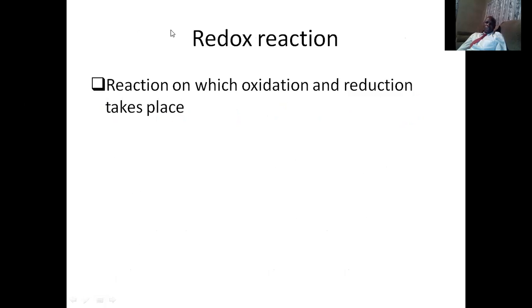A redox reaction is a reaction in which oxidation and reduction take place at the same time. Red means reduction and ox means oxidation. So when a reaction has both reduction and oxidation, we call it a redox reaction, because both reduction and oxidation take place at the same time within the same reaction.